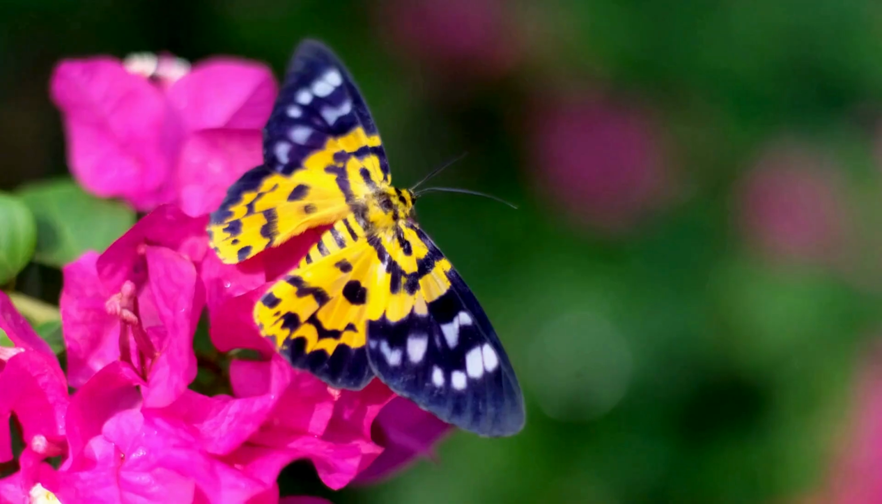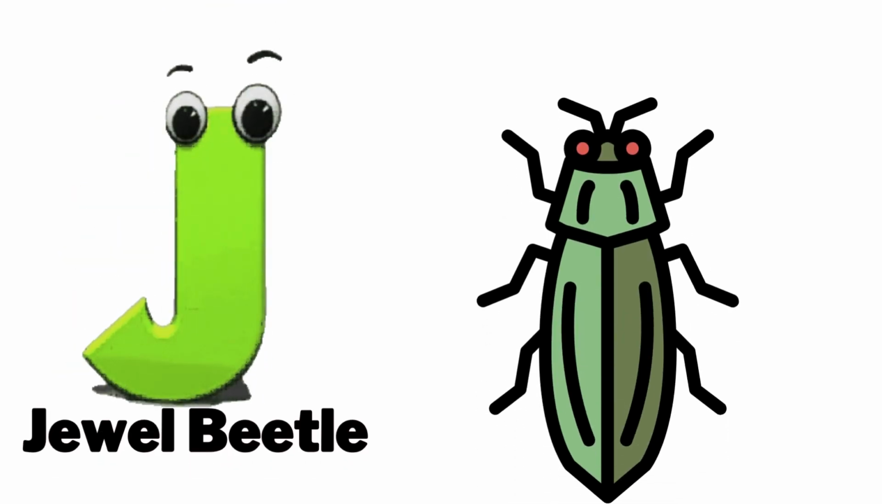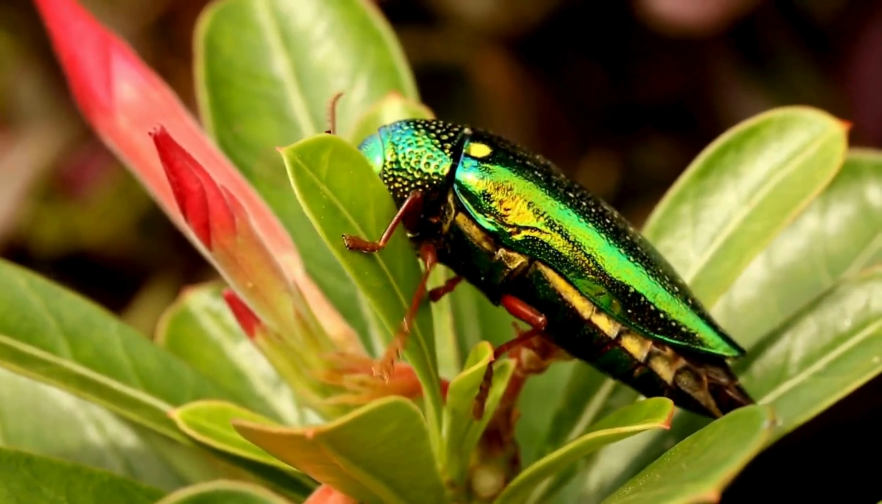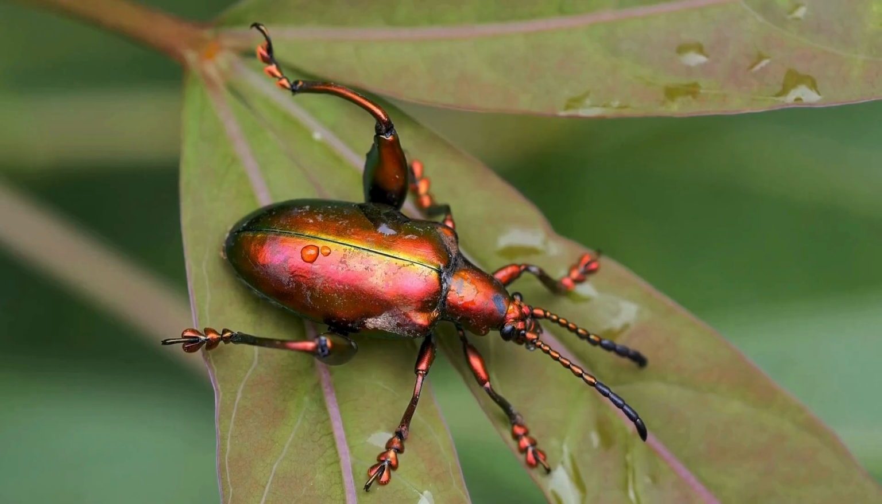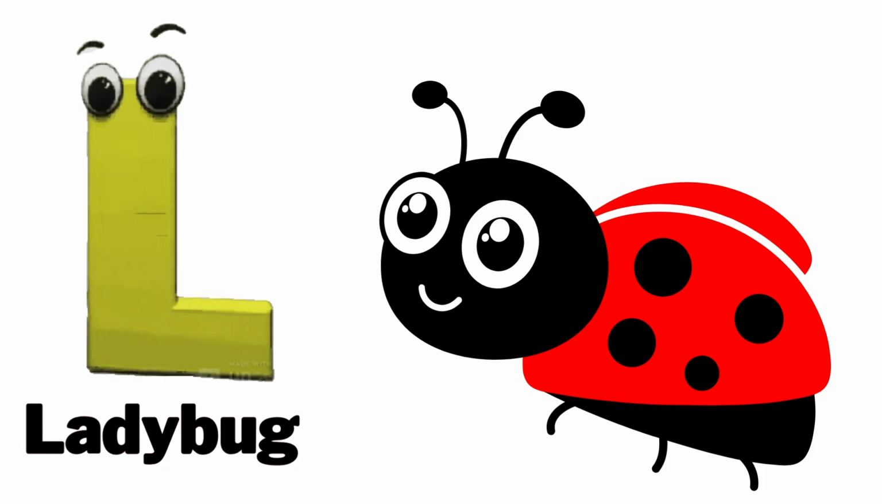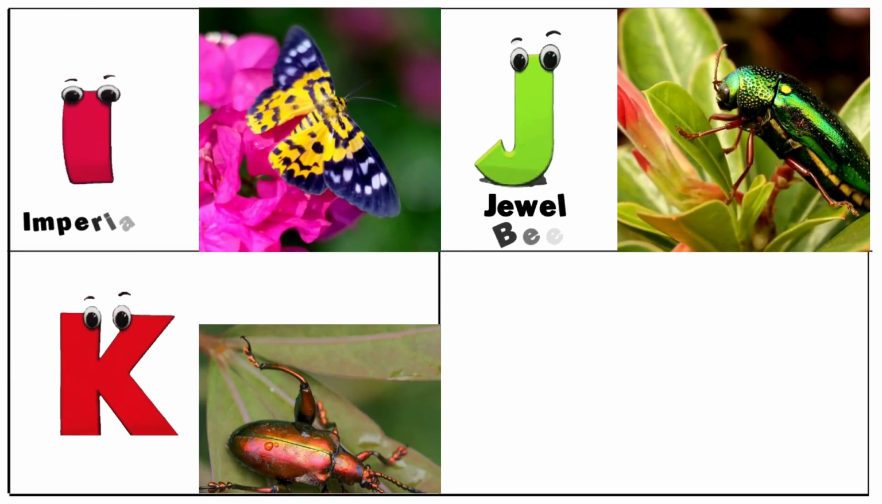I is for imperial moth. Imperial moth. J is for jewel beetle. Jewel beetle. K is for kissing bug. Kissing bug. L is for ladybug. Ladybug.